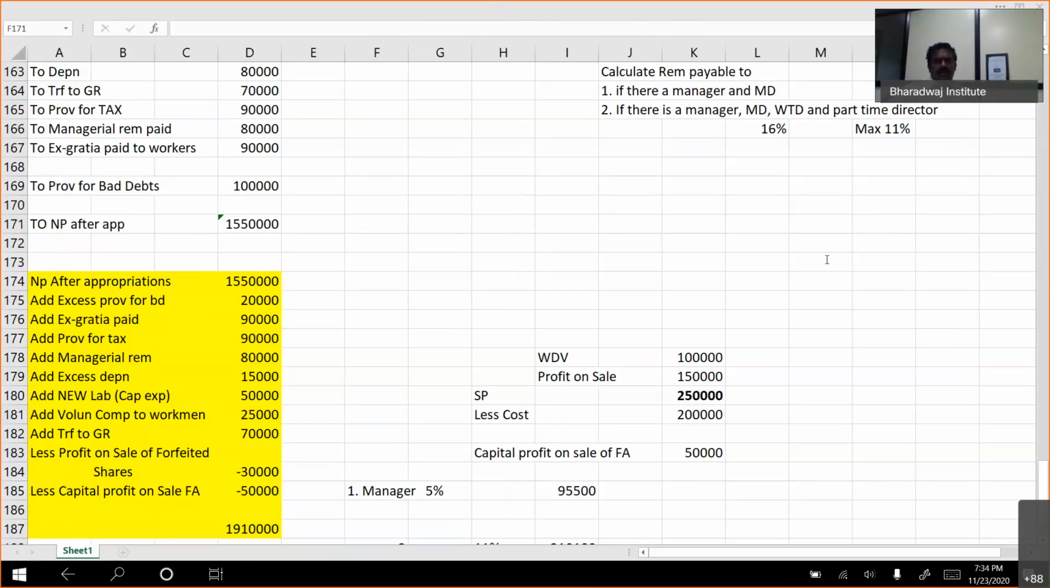Yeah, in auditing you will have more MCQs. Out of 50 marks, you will have 30 marks MCQs from auditing, or 25 marks MCQs from auditing.